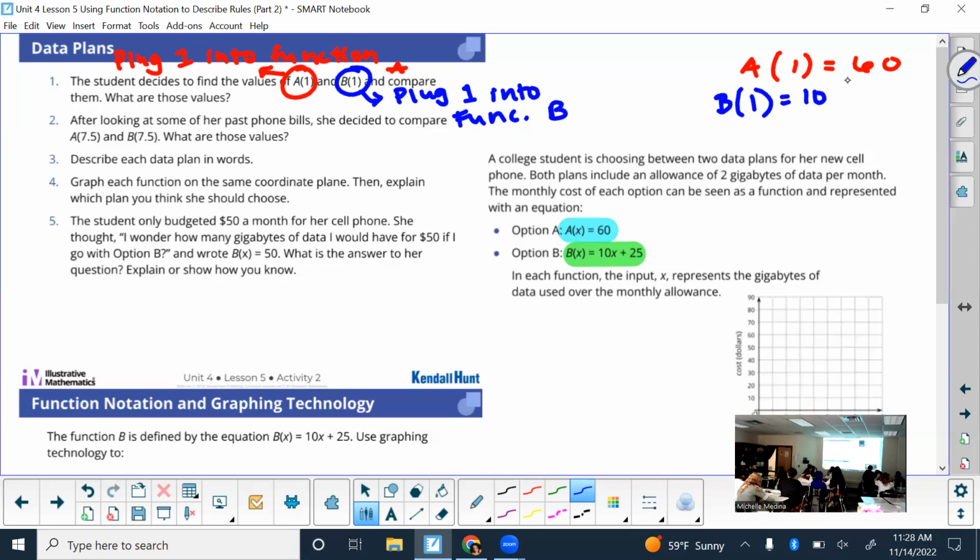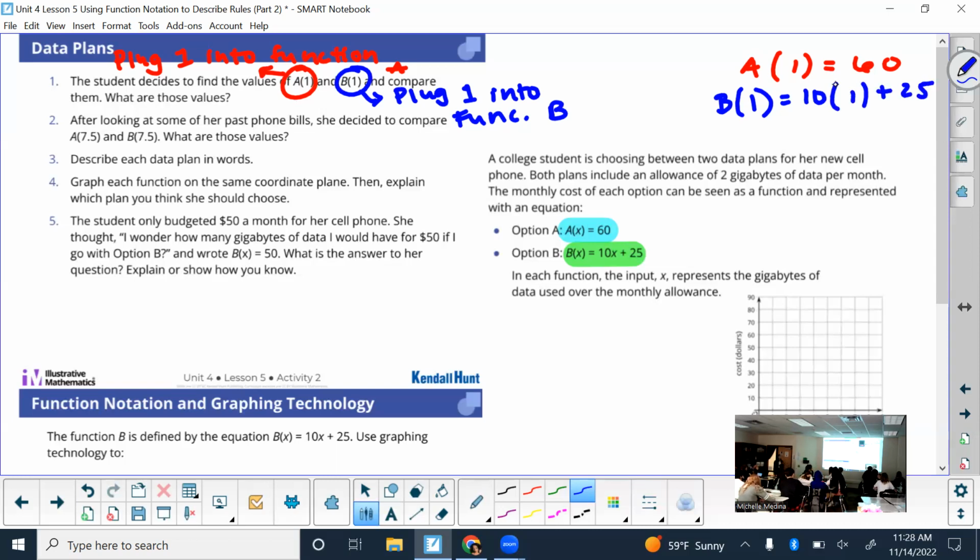B of 1 is plugging 8 into where? Or not 8, 1 into where? Into the X in what function? The B function. So what does it look like plugged in? So far we have B of 1 equals 10, and then what? All right, times 1 plus 25.